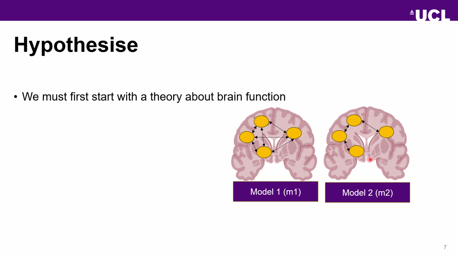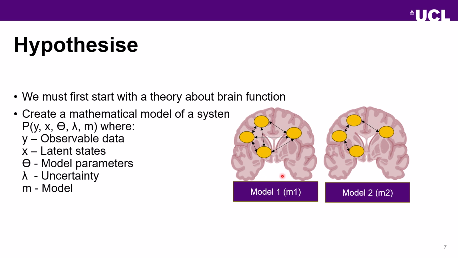So it's not quite as connected, and we're assuming that you have to go through each brain region like this. And this is defined as a mathematical model of a system of y, which is our observable data, x is our latent states, theta are our model parameters, lambda is our uncertainty, and m is the model itself. And as y is actually the only thing we need to collect and put into the model, this can actually be defined as y given these other model parameters.